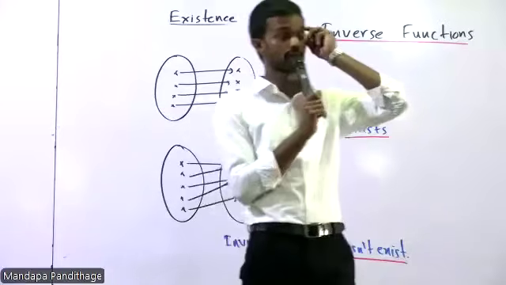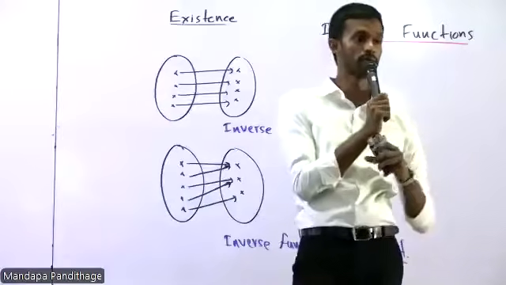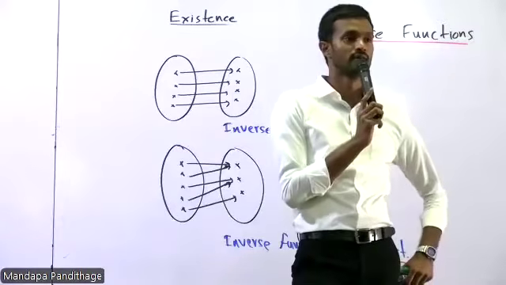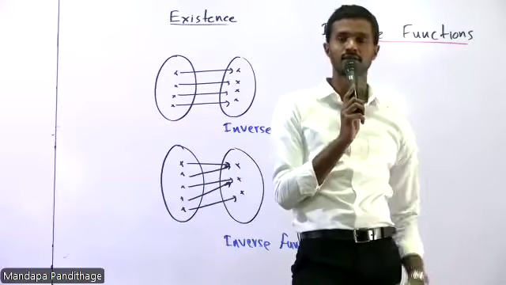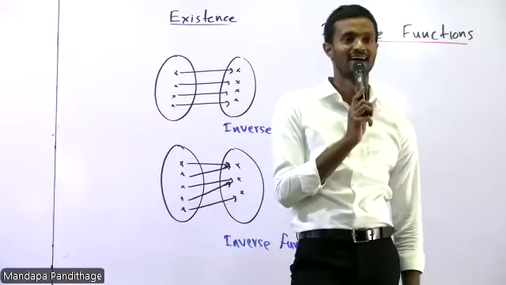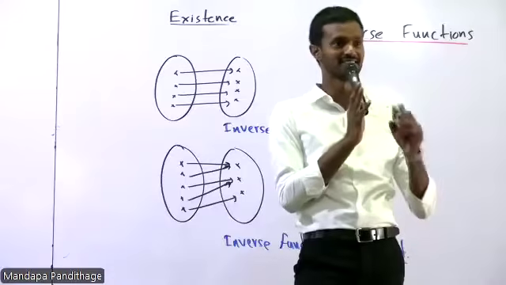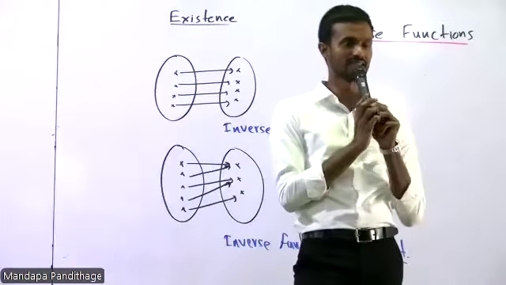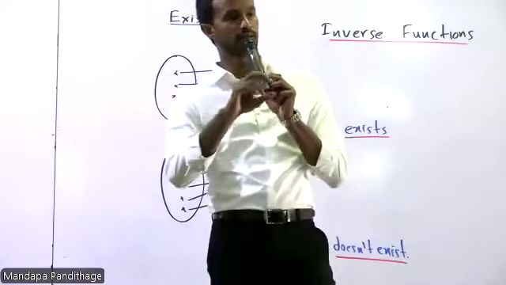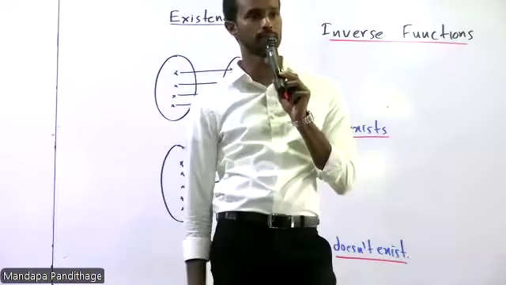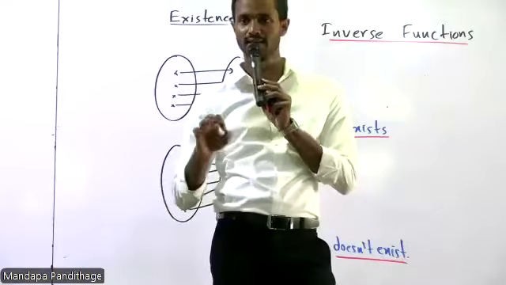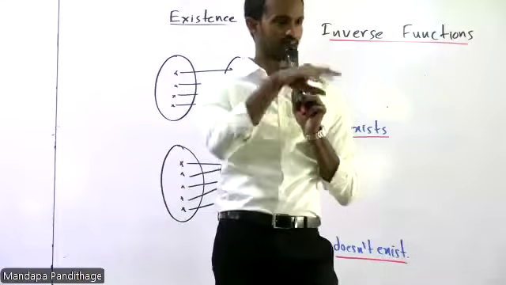The first one is the range is a subset of the codomain. Correct or wrong? The range is a subset of the codomain. It's correct. It's inside the codomain. The second one is normally the codomain is considered as the entire real number set. We did this last week and today.